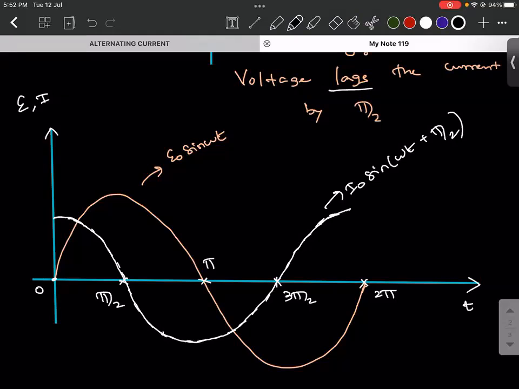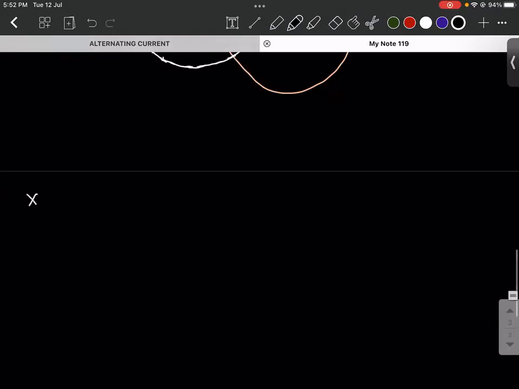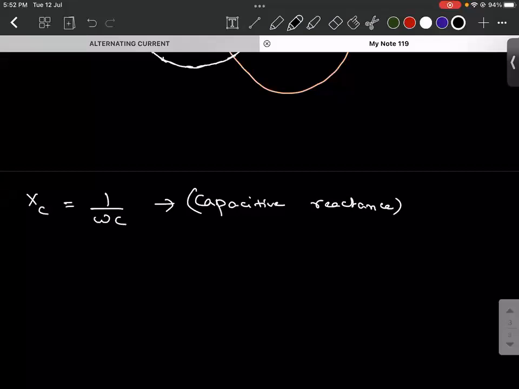The last point in this topic is something I gave you called reactance. What is it? I gave you Xc is equal to 1 by omega c. What did I call this? This is called capacitive reactance. It is something similar to resistance, except that it is the value of opposition offered by a capacitor to the flow of AC, or the opposition offered by a capacitor to the flow of current through it.